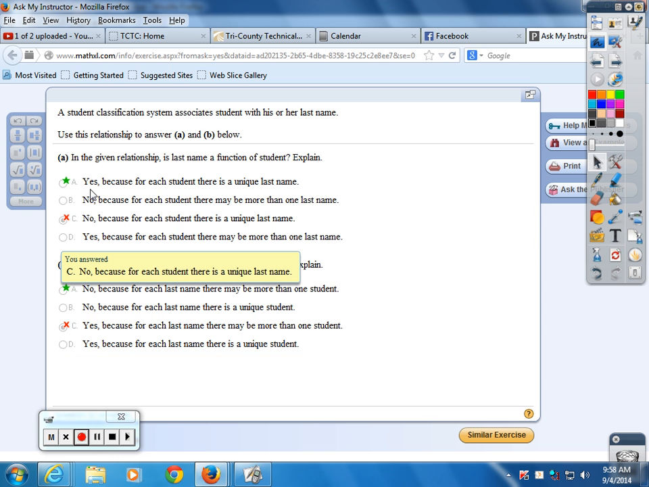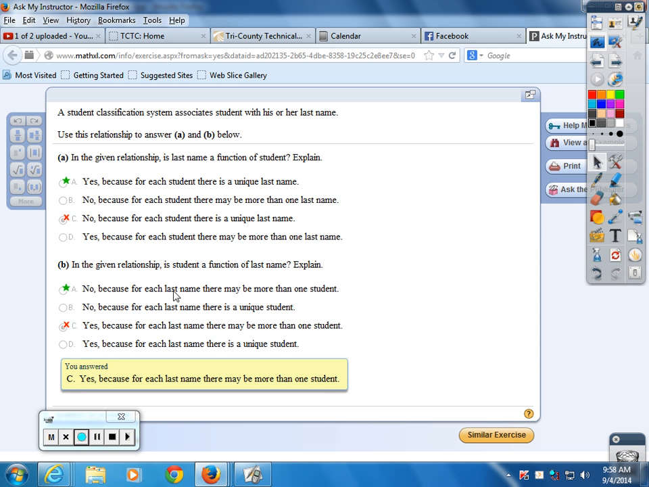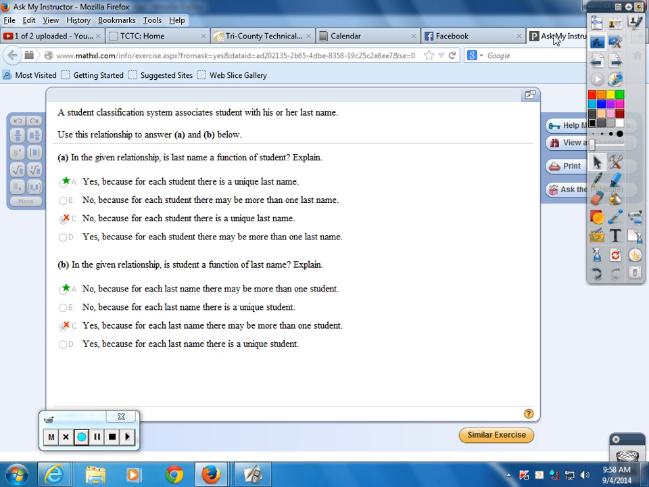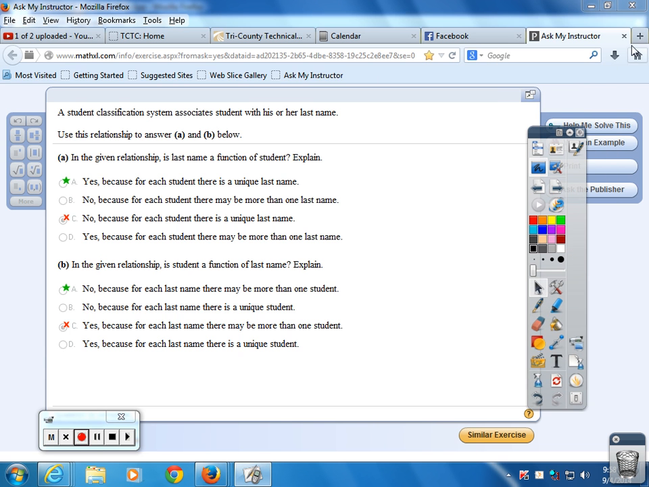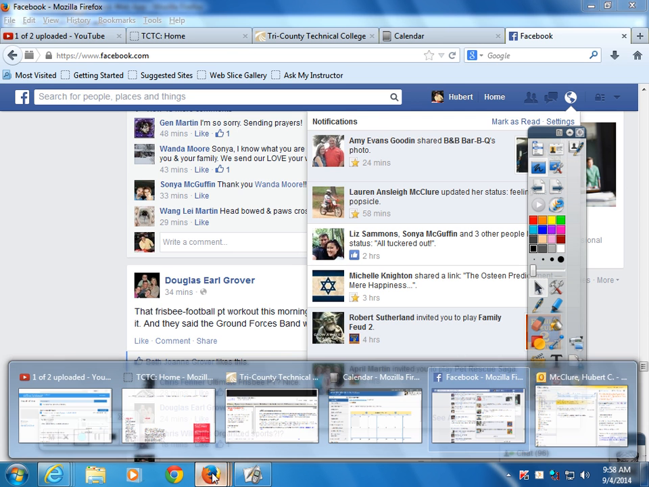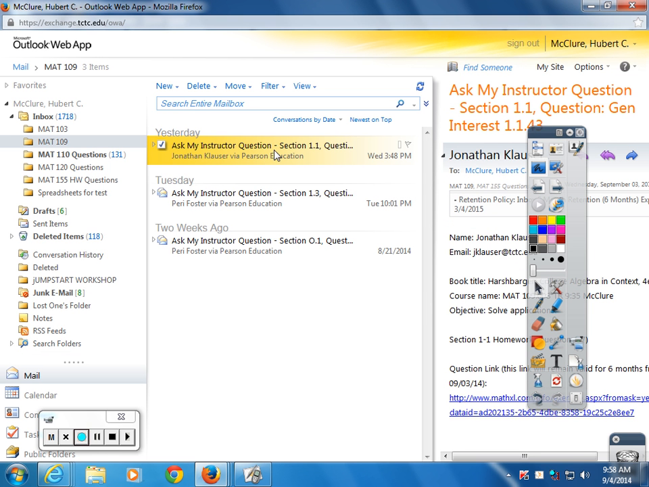Just remember which one's the answer. Yes, because each student, there is a unique last name. You don't know that. That's an assumption that you do not know. And no, because for each last name, there may be more than one student. That's why people get confused, because of these type questions. We will not have that on the test. If I have that on the test, I'll give it to you, because that's a stupid question. Not even mathematical. It's logic. Let's delete that one.